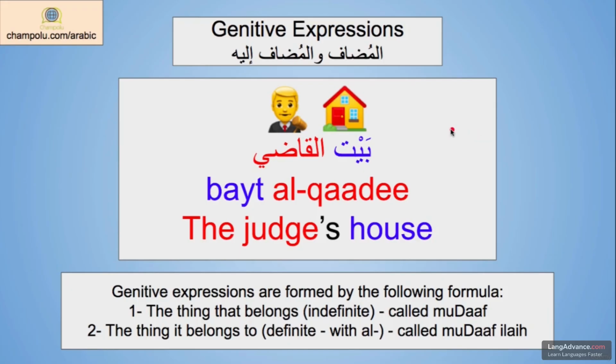Genitive is an expression which means something belongs to something. So let's see an example here. For example, we want to say the judge's house or the house of the judge. In this case, we know the word bait means house and the word qadi means judge. So we add these two words together. Bait here is an indefinite word and al-qadi here is a definite word because it has alif lam as we've seen before. So bait al-qadi means the house of the judge or the judge's house.